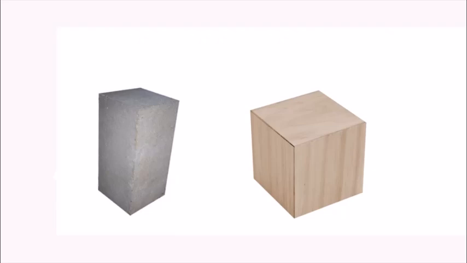This difference is because of the difference in their densities. They possess the property of density. Here, the iron block has the higher density and the wooden block has the lower density.